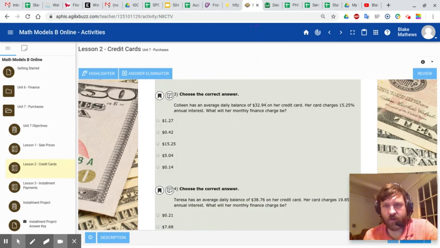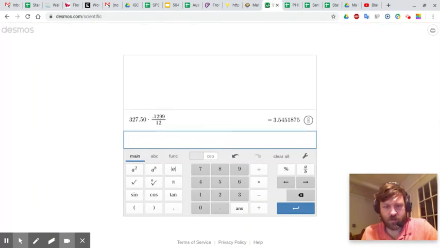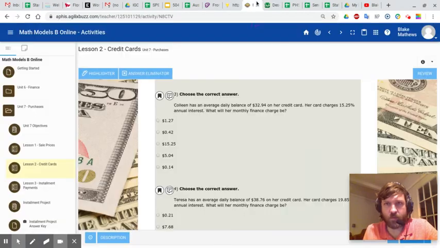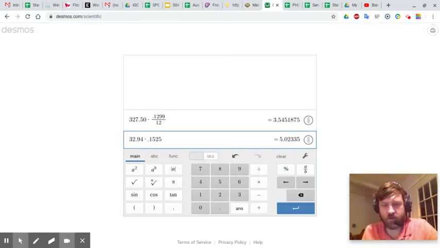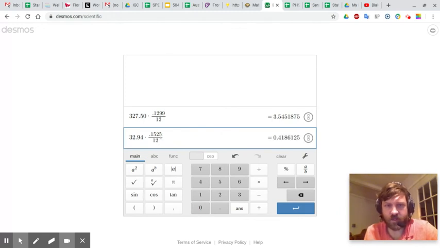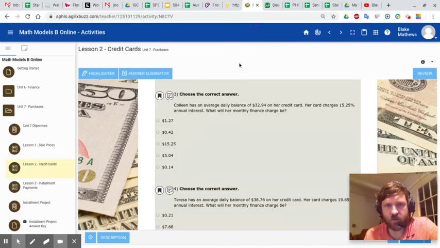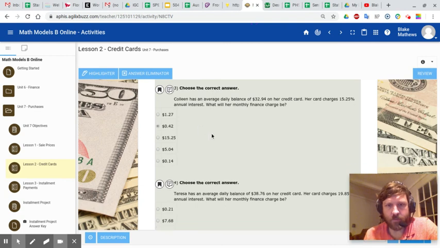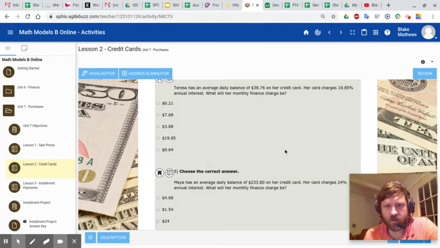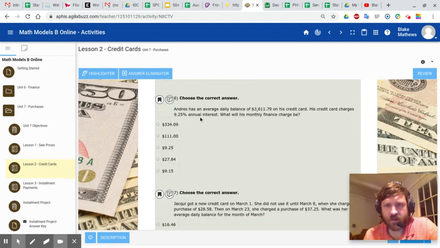This is her average daily balance, and there's the percent. So we're going to go over here, and we're going to do 32.94 times, and then we're going to do that number in decimal form, 0.1525, divided by 12. Again, every time we're dividing that by 12 to account for the fact that we're doing monthly. So her finance charge is only 0.42 or 42 cents. There we go. All right, so that's going to be number 4. That's going to be number 5. That's going to be number 6.